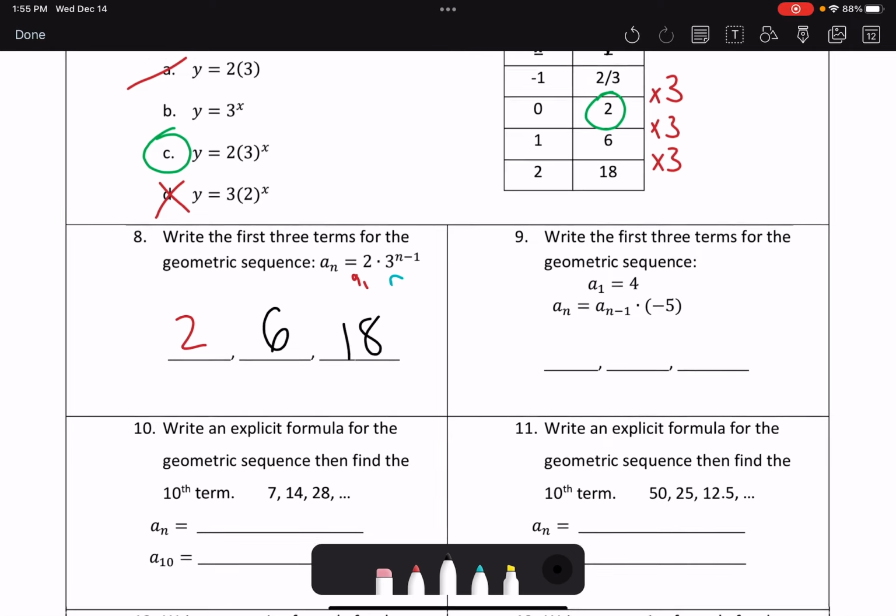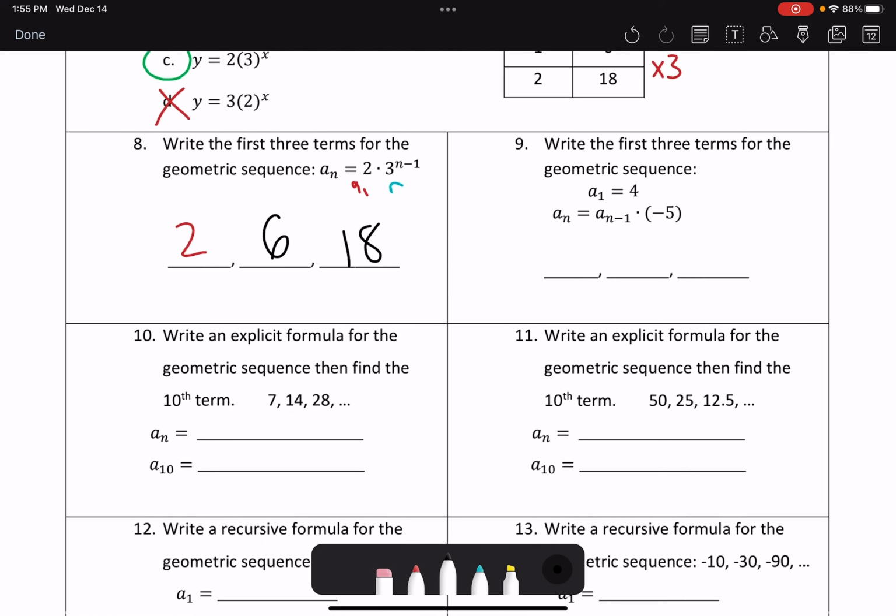For number 9, it says write the first terms for the geometric sequence given that your initial value is 4 and your common ratio is -5. So 4 times -5 is going to give me a -20, and negative 20 times negative 5 is going to give me 100.